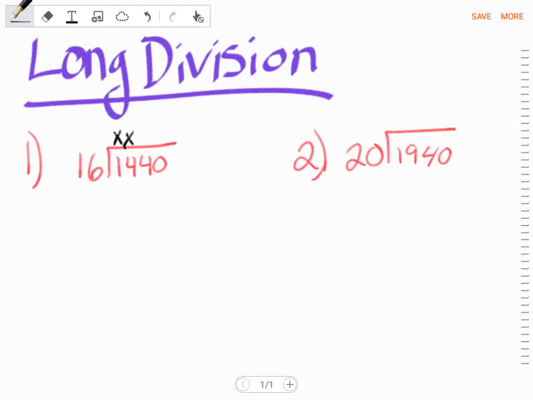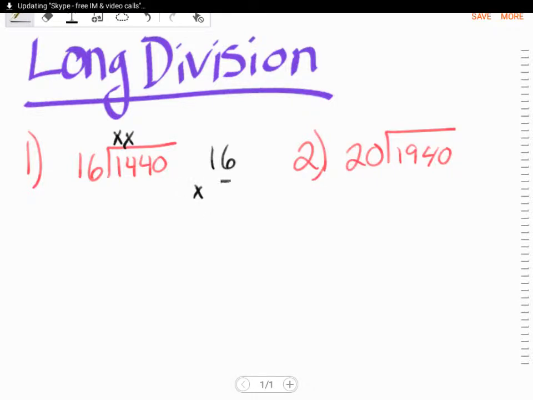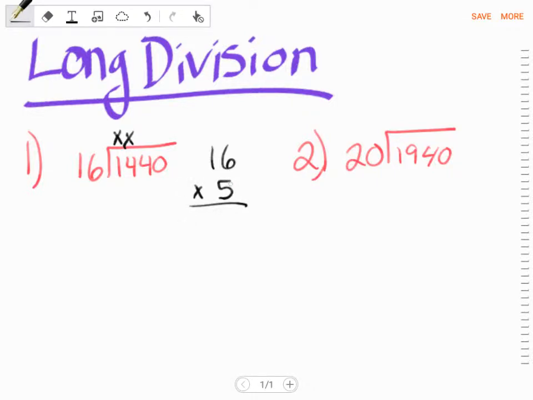So over on the side, maybe on your scratch paper or somewhere off to the side, I would start trying to figure this out. This is just the way that I do long division. If you have a nice, easier way, that's fine. But if I have 16, I'm going to try a random number and see if that gets me anywhere close. I'm going to try 16 times 5 and see what happens.